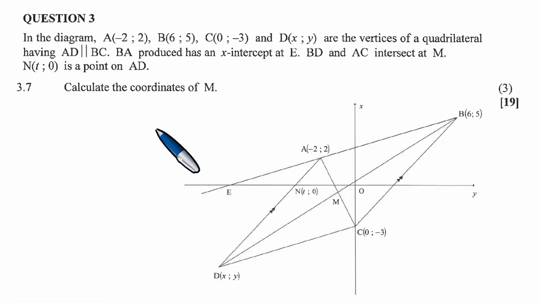We need to calculate the coordinates of M. Right, to find the coordinates of M, there are a couple of things that remain very, very important. How do you find the coordinates of M? So now, M is the midpoint of AC, and because this is a parallelogram already, we know that M is the midpoint of the diagonals.